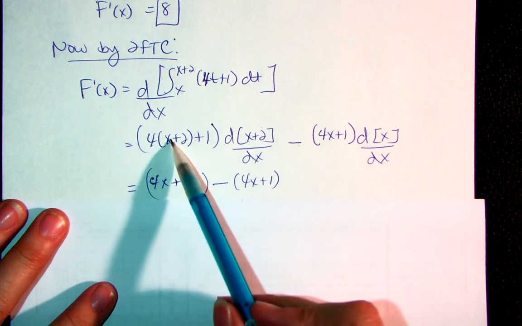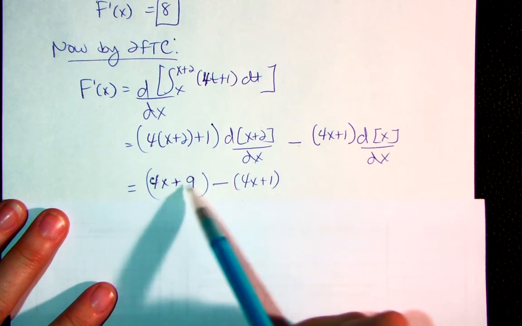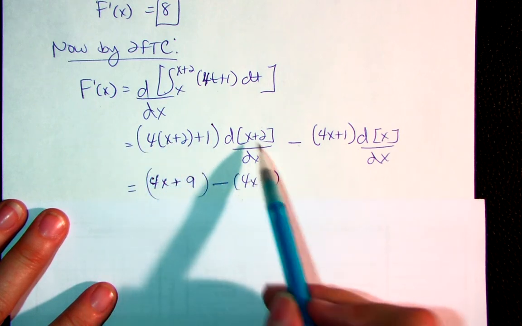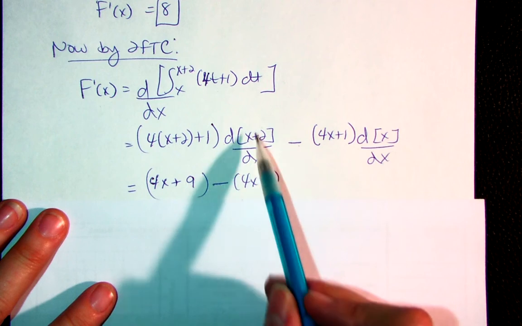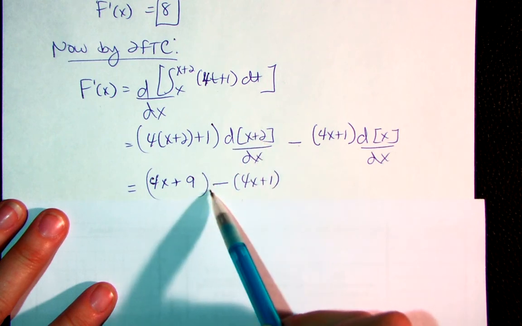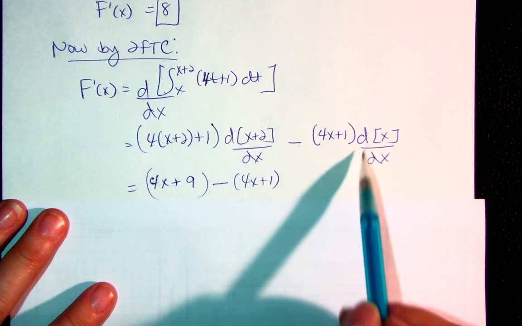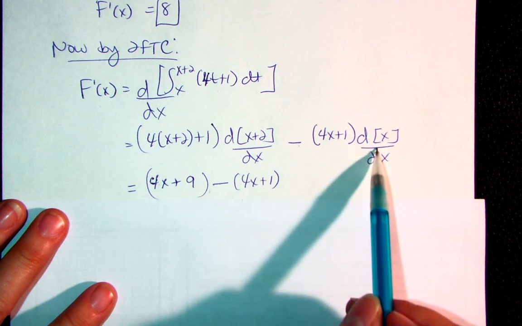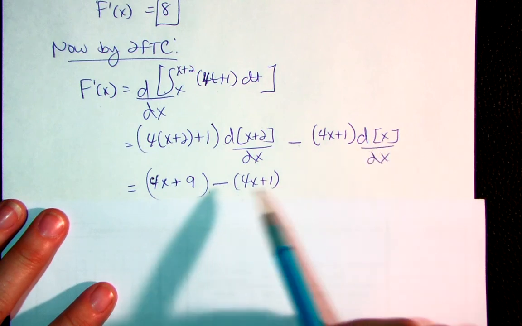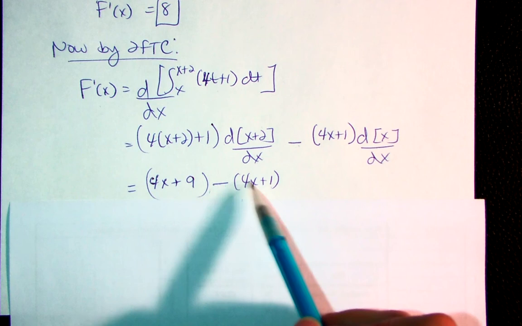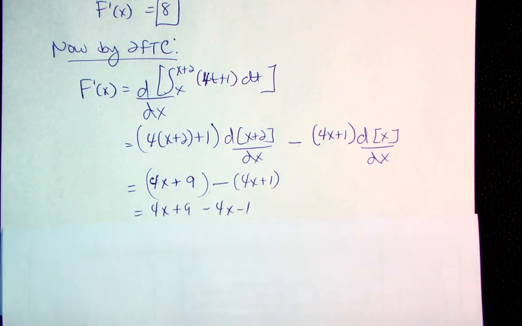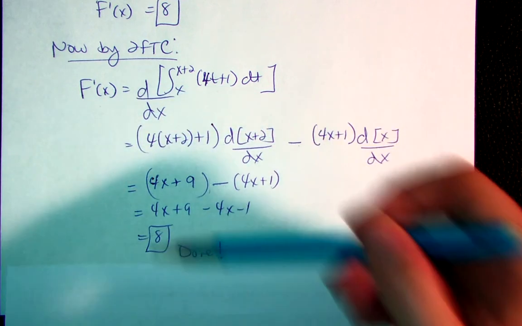So let's see, that's 4x, that's 8 plus 1, that's 9. And then the derivative of this is going to be just 1. Here's the minus. This derivative of x is also just 1, so it's just 4x plus 1. I'm going to distribute the negative to the 4x and the 1, and I get 8. Done. Because this is a direct answer to the first derivative.